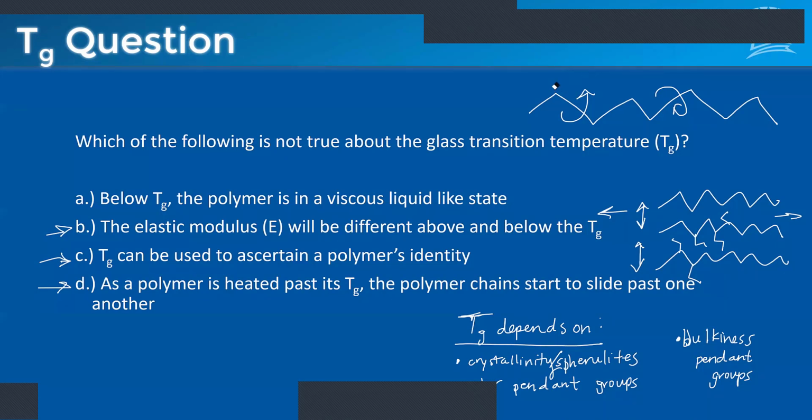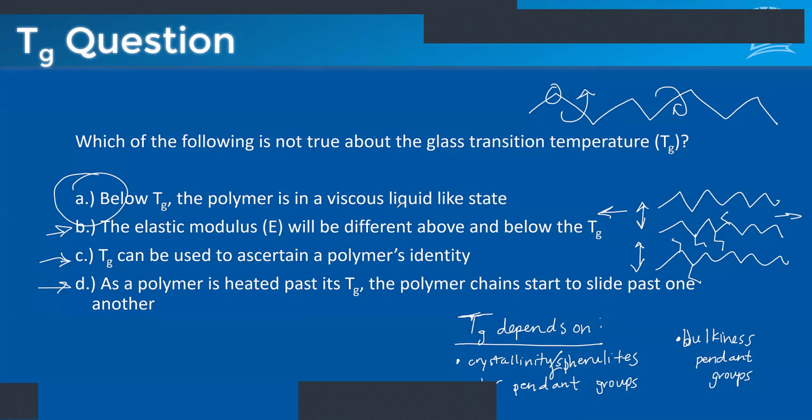If you've got a siloxane molecule, as we talked about last time, this might be an oxygen here, so you would get rotation around the carbon-oxygen bond. That is what glass transition temperature is. So we are left with A here as the one that is incorrect. Below the glass transition temperature, the polymer is in a viscous liquid-like state. It's actually the opposite. So above glass transition temperature, the polymer is in a liquid-like state, right?